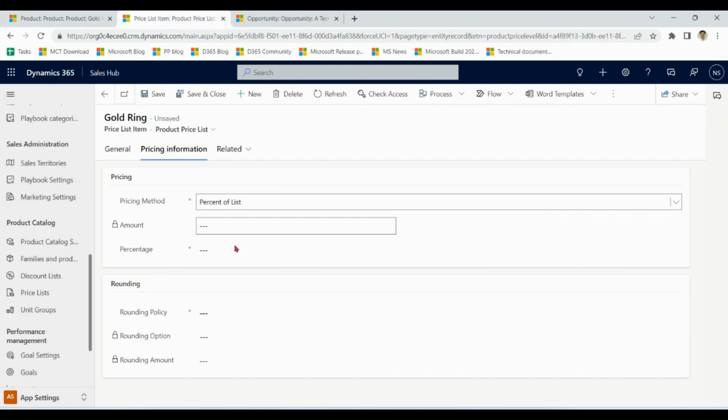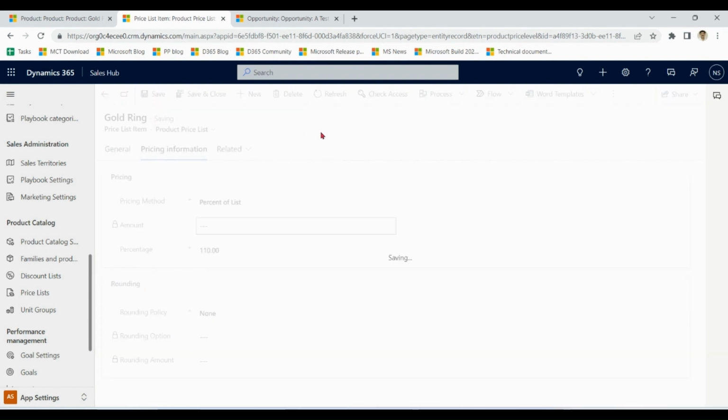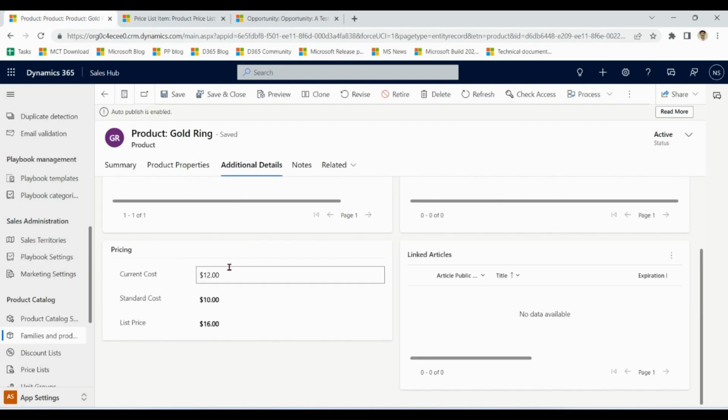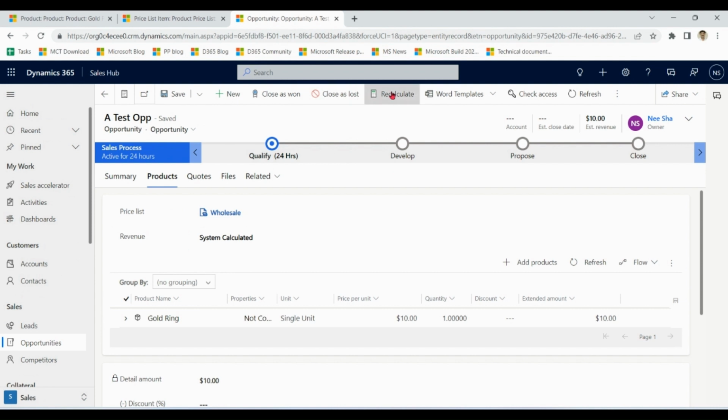Percent of list, rounding policy, none as of now. Since the list price is 16, this price is coming 17.6, which is 10% on top of 16.